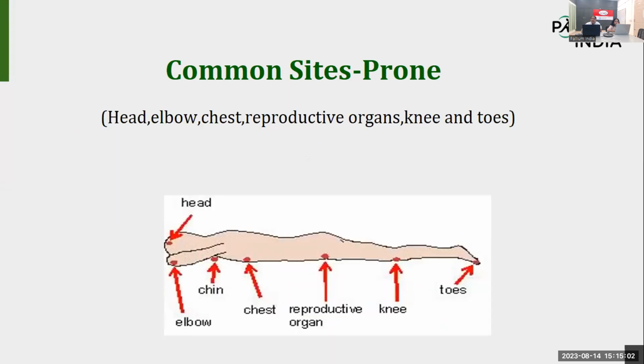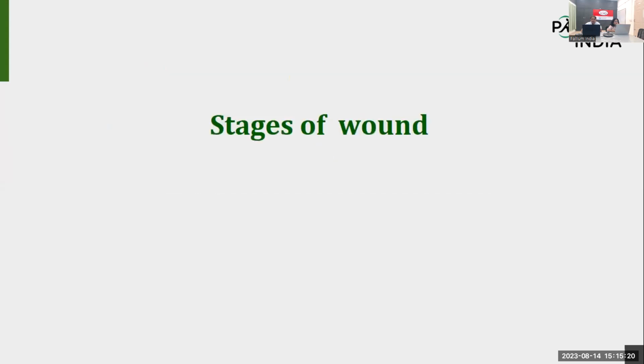Then the common sites for prone. For a patient who has a bed sore in the sacral area, we can give a prone position. But the prone position itself can give one more bed sore, so we have to be aware of that. The common sites are head, elbow, chest, reproductive organs, knees and toes. These have to be protected. This is very important.